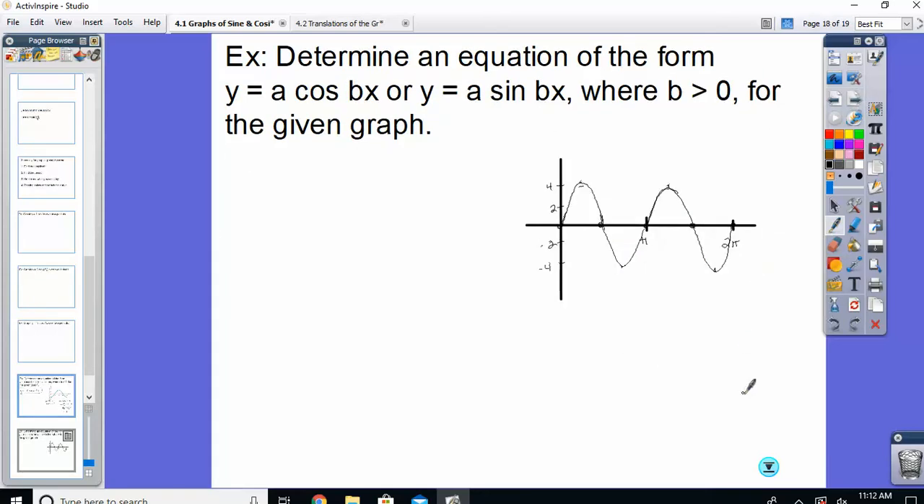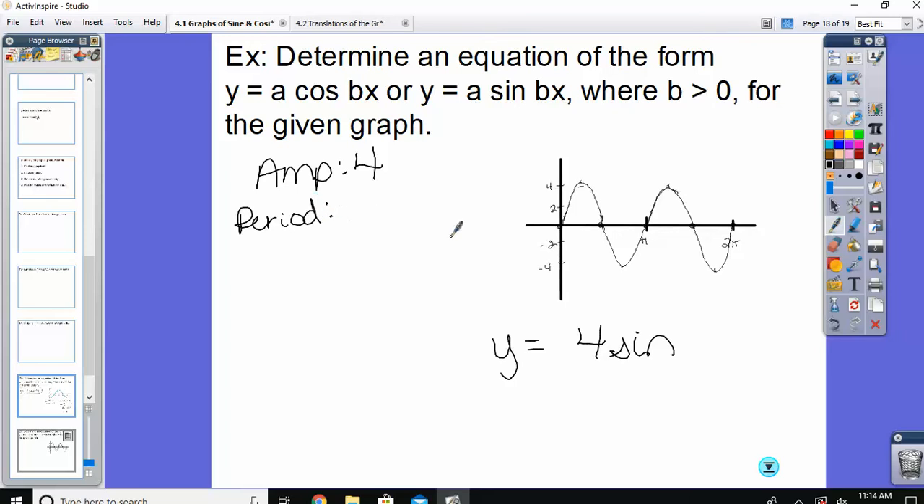Here's yours. Is this a sine or a cosine? Sine. It's starting at the center, so I know that much. Did this one flip? No. What is my amplitude, my high point? 4. So that means there's a 4 in front. Period. Careful. How long does it take before this repeats? Pi. Even though I graphed it to 2 pi, after pi, this thing starts to repeat. So my period is just pi.